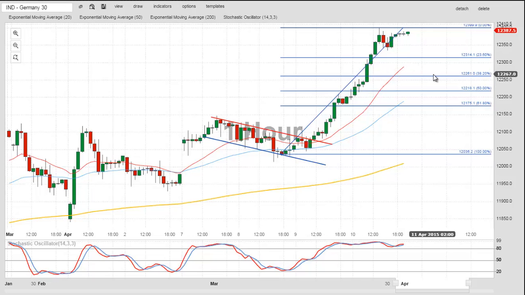12,314 followed by 12,261 followed by 12,218 and more significantly 12,175 would offer some support on the downside.